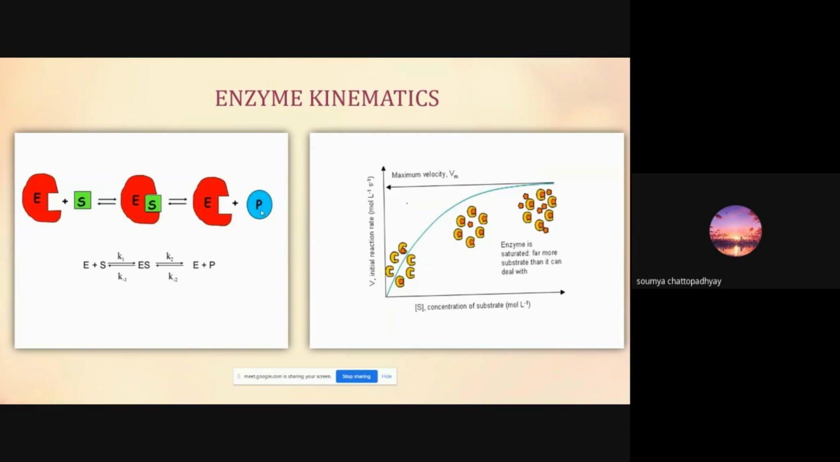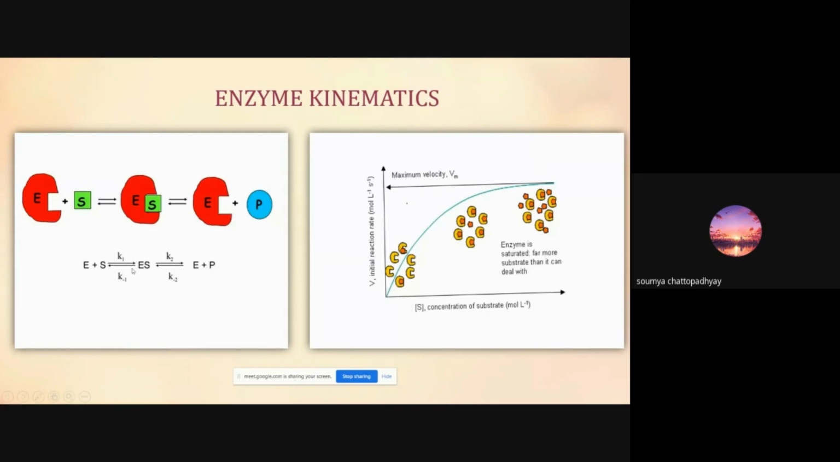Sorry, the product, and it will be released out. Now there are some more mathematical aspects of it. I'm not going much into it, but if you want to know the rate of the formation of the product, you can say it as K2 into the concentration of ES. Now there can also be the decomposition. You can also ask about the rate of decomposition of this ES.